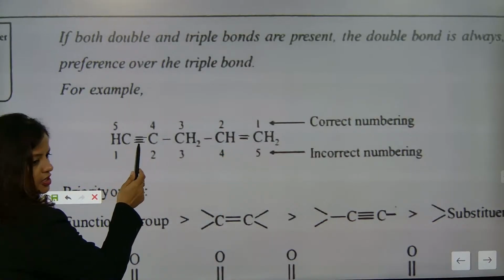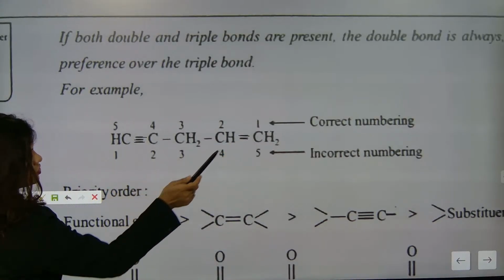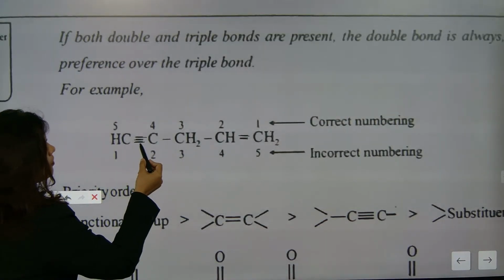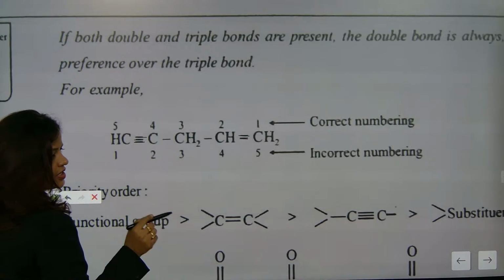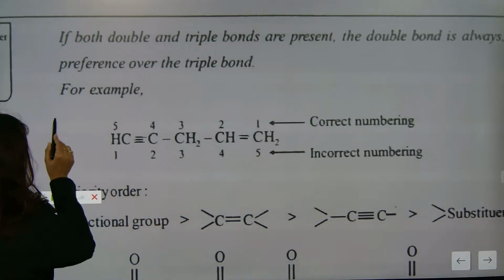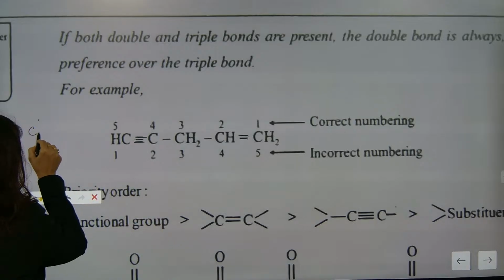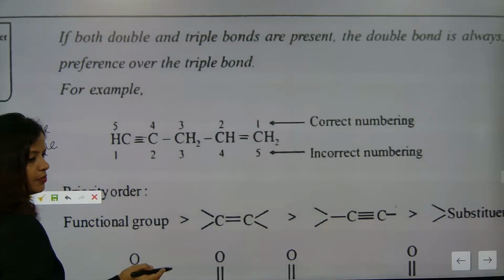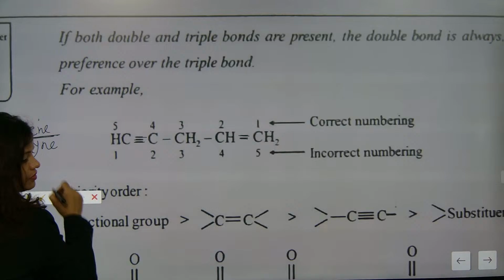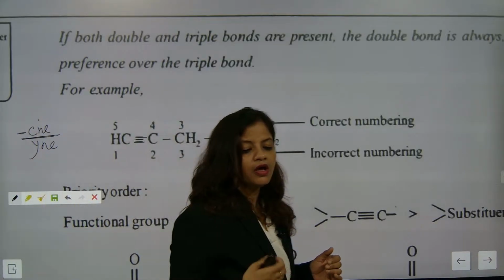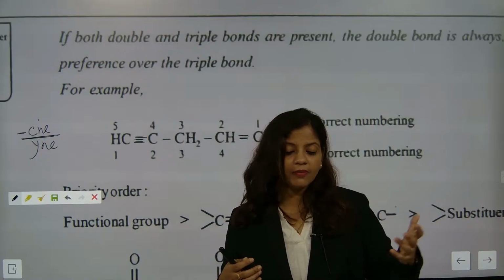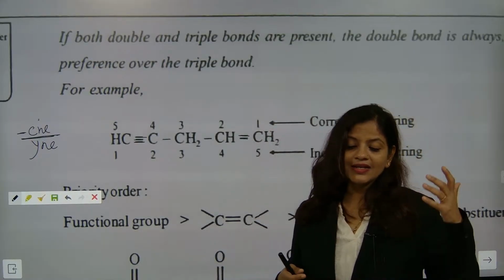Among double bond and triple bond, which one do you have to see? When you talk about a double bond, it is ene, and triple bond is yne. Understood? So E comes first. For a double bond it is ene. Whenever you speak about a double bond, you are saying alkene.